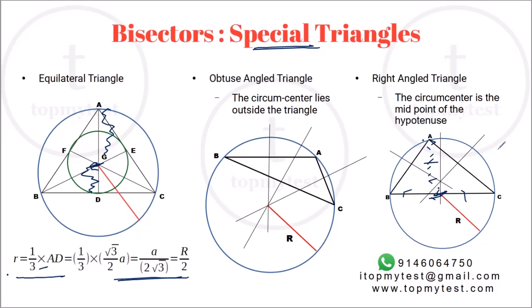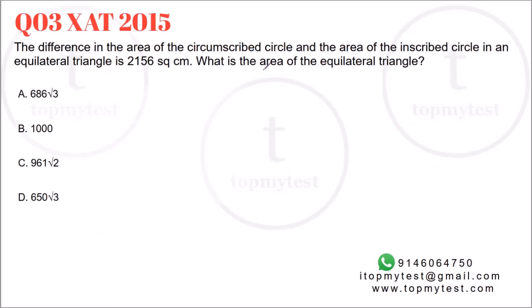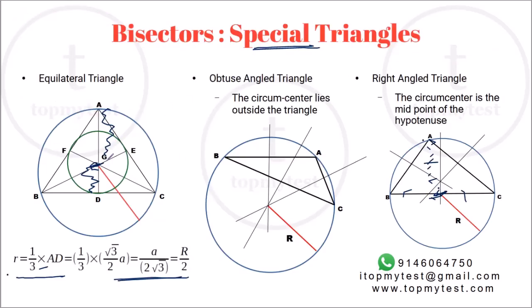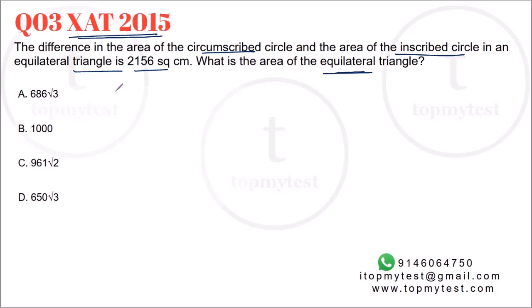Let's use this for a question which came up in XAT 2015. It says the difference in the area of the circumscribed circle and the area of the inscribed circle in an equilateral triangle is 2156 square centimeters. What is the area of the equilateral triangle? Obviously, you need to know the area of a circle. Area of a circle is pi r square, where r is the radius of the given circle.